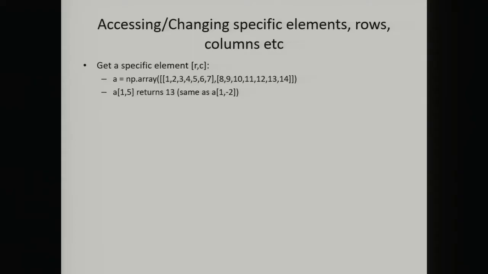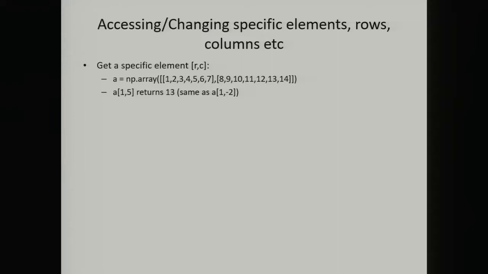So A of 1, 5, what does it return? It returns the second row and sixth element. Sixth element is 13. Okay. This is the same as A of 1, -2. Why -2? Negative indexing. Python permits negative indexing where the last element is available at subscript -1. First element is available at subscript 0. Last element is available at subscript size -1 or subscript -1. Negative indexing is permitted in Python.